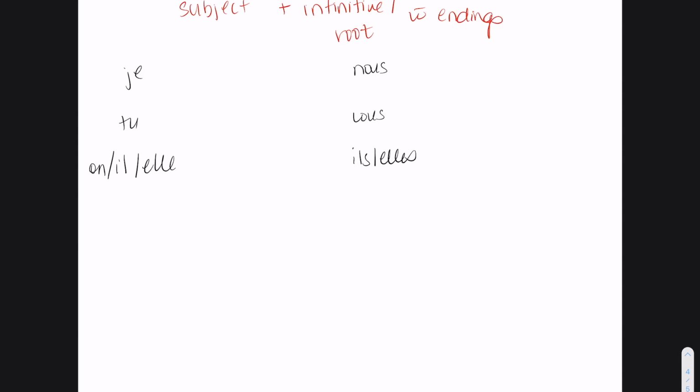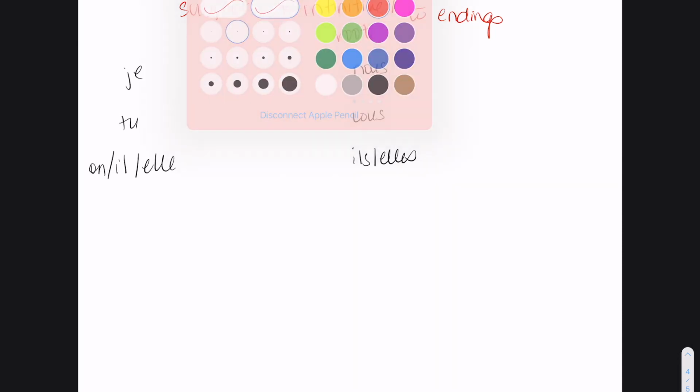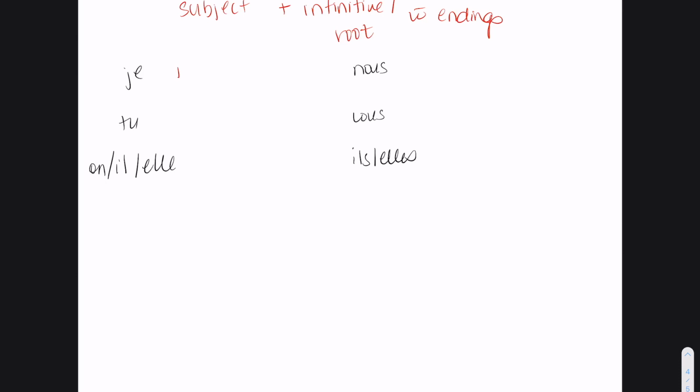Okay, so what are these endings? They are similar to avoir in what we add on to the end here. So we are going to add on to the end AI. Okay, I won't put the plus there because that might be confusing. Add on to the end AS. Add on to the end A. Add on to the end ONS. Add on to the end EZ. Add on to the end ONT.